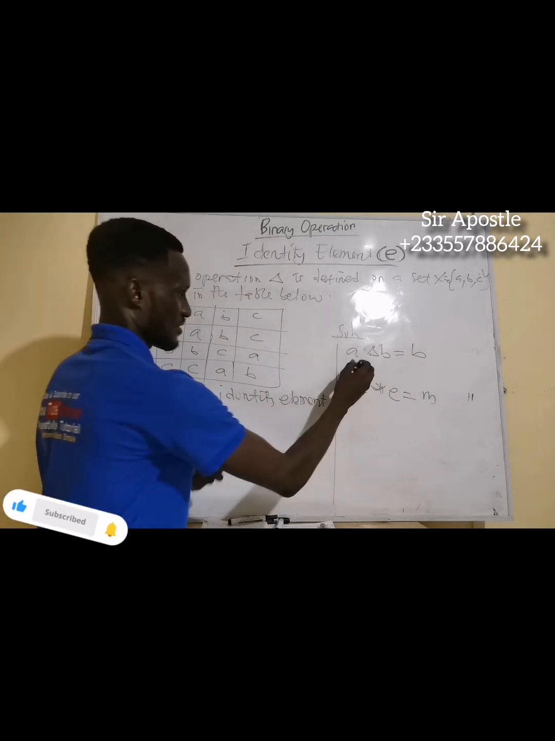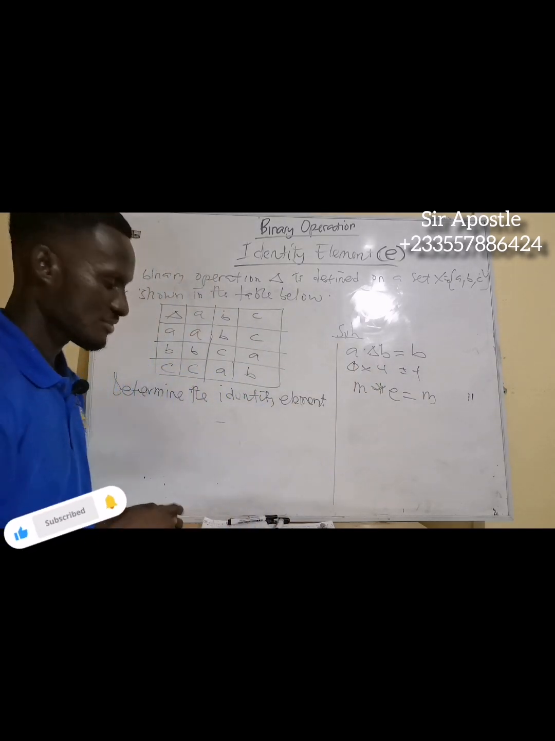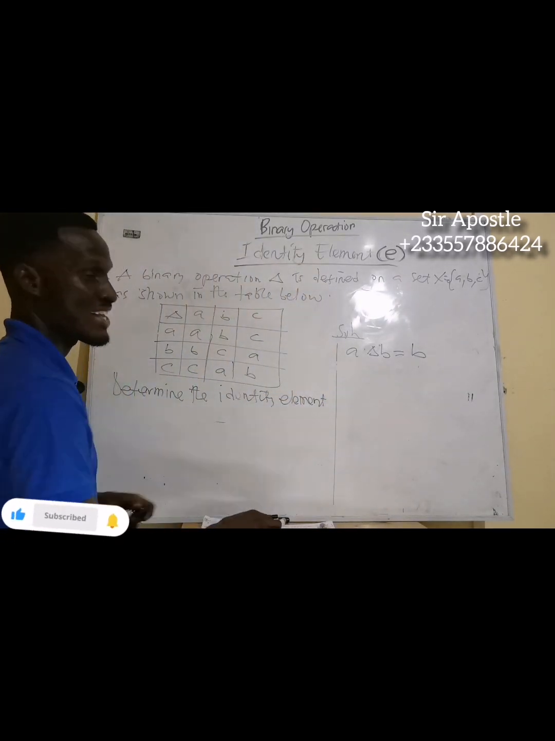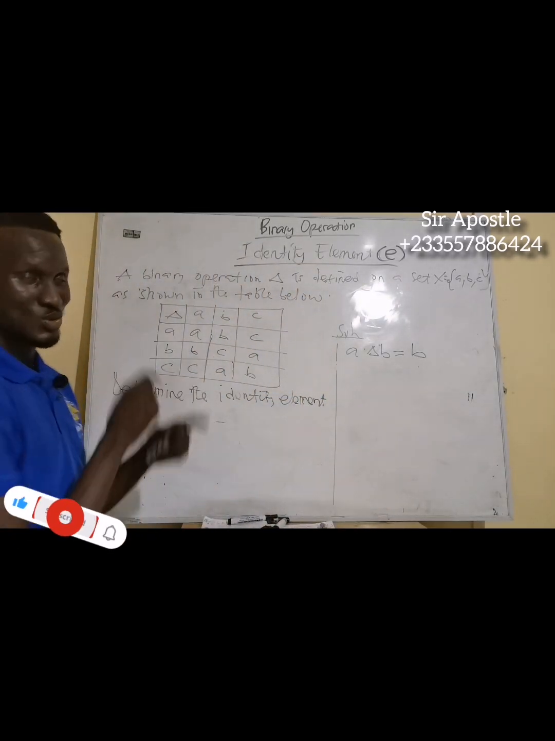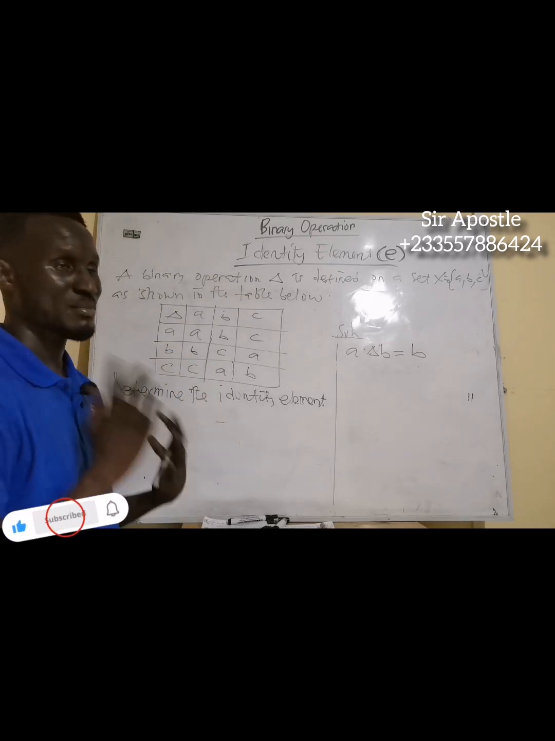Just like 1 times 4 and it's giving me 4. Identity element is what? Yes. So per this one, the identity element is A. I can't use this one alone to determine the identity element. I have to check the rest, whether it is true that the identity element is A.